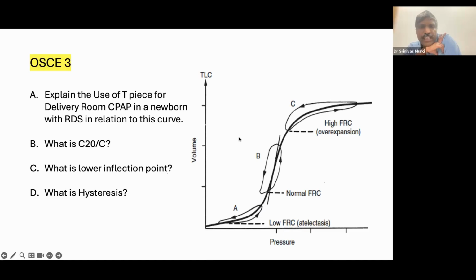I understand CPAP increases FRC, but why delivery room? Why not after 4 hours? Why not after 6 hours? It should increase FRC whether you start in the delivery room or later also, no? How is it that delivery room CPAP works better than CPAP starting a few hours later?